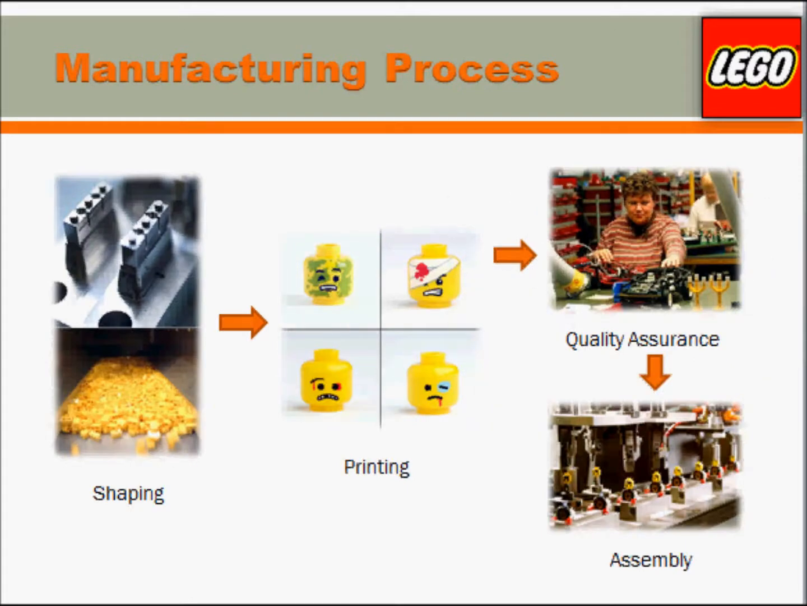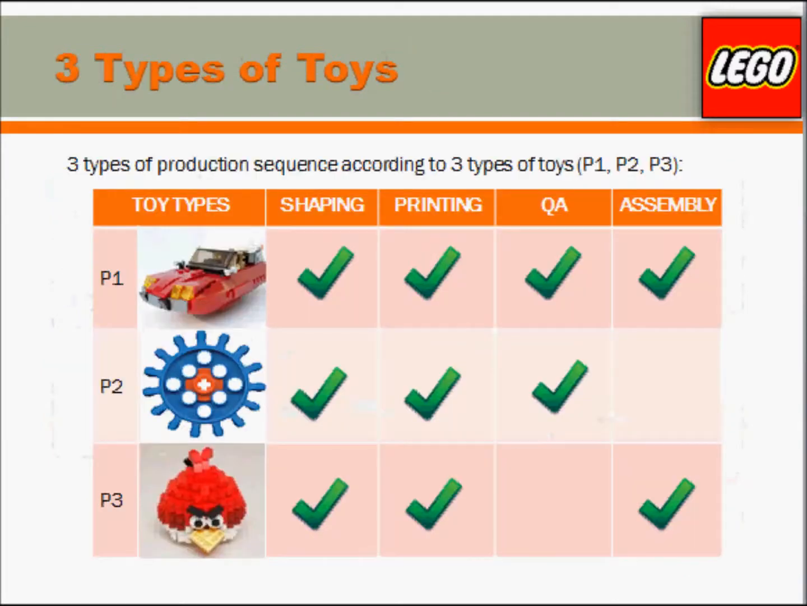We have 4 main stations on the manufacturing floor. All the raw materials go to the shaping station first and then go into the printing station. Afterwards, they might go to the quality assurance station and assembly station. We simulate 3 types of products.